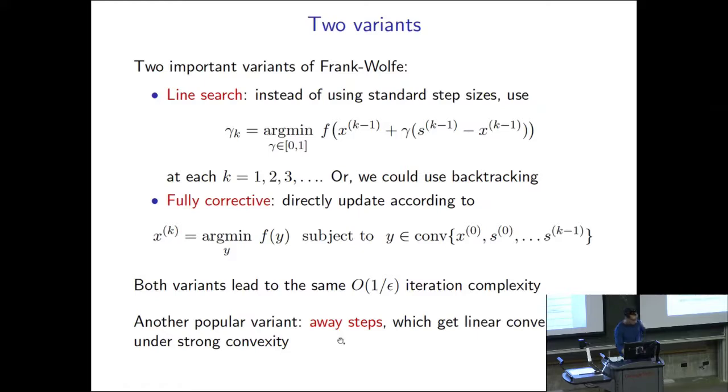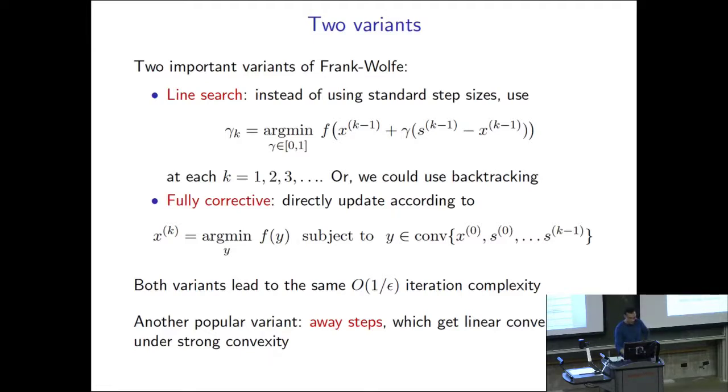And then lastly, there's something called away steps, which have you moving in directions opposite to previous things you've seen. The reason people like that is that this variant gets you linear convergence under strong convexity. So with Frank Wolfe, I've only showed you sublinear convergence under something like the gradient being Lipschitz. If you take away steps, then you get the same guarantee as projected gradient under strong convexity, linear convergence.